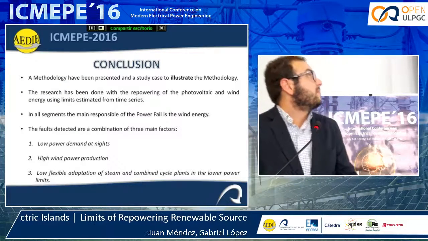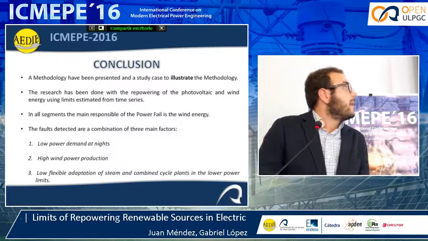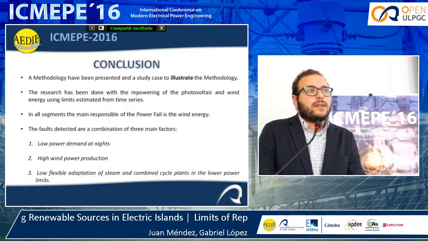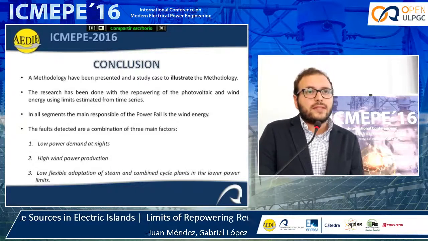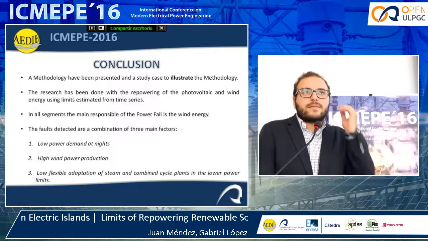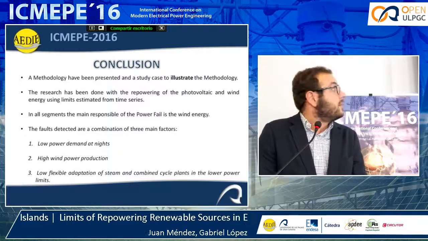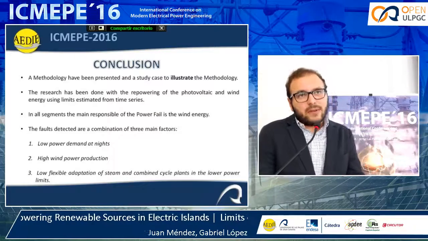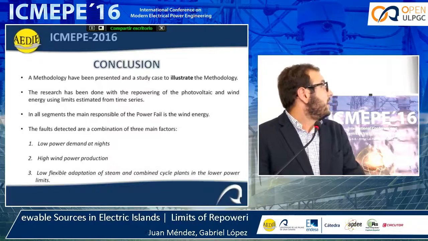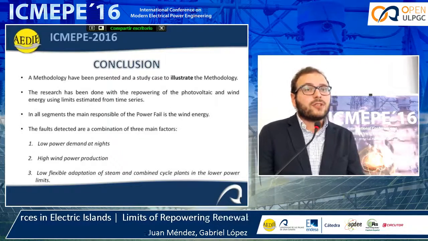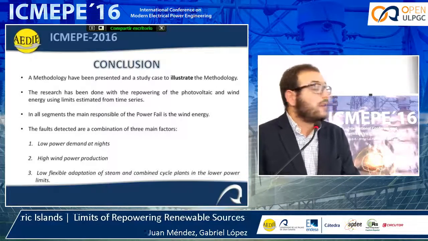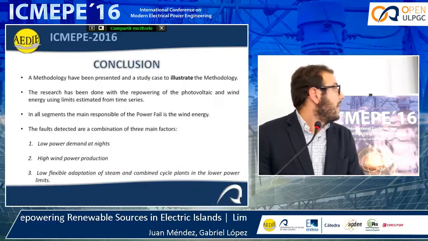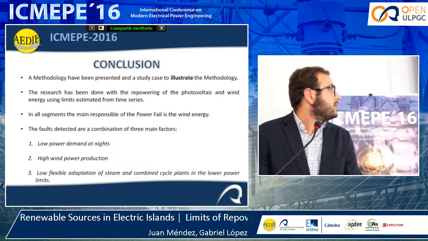Finally, the conclusions. This research has been carried out keeping in mind photovoltaic energy as well as wind energy. Photovoltaic energy is more correlated with daily human activity. For this reason, it has less probability of producing a power failure, with wind energy being the main cause of the faults. Throughout the study, we could detect that the faults are a combination of three factors: the low power demand, the high wind power production of the wind generators, and the low flexible adaptation of the steam turbines and combined cycles.